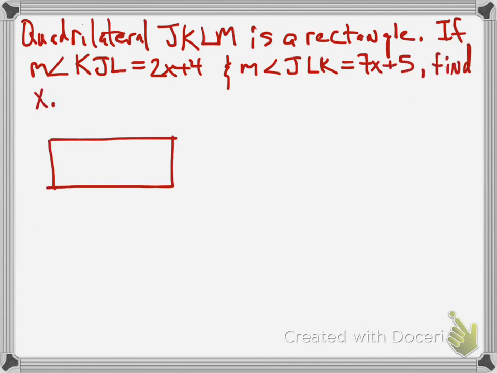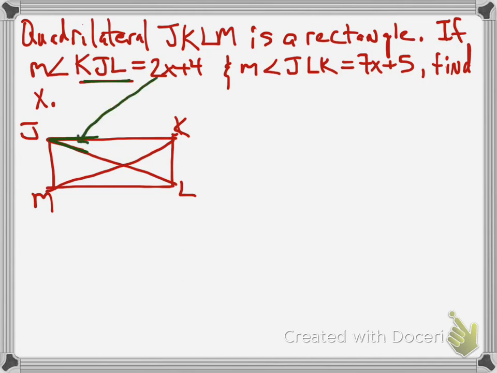Okay, well, let's draw this out. Here's a quadrilateral. We're going to put the labels J, K, L, and M. Remember, quadrilateral just means four sides. And I'm going to say it's a rectangle, which means it's got little 90 degree marks. We're assuming those are 90 degrees. So I look at this and say, okay, KJL is this little angle right here, K to J to L. That's 2x plus 4. JLK is this angle right here, J to L to K, which is 7x plus 5.